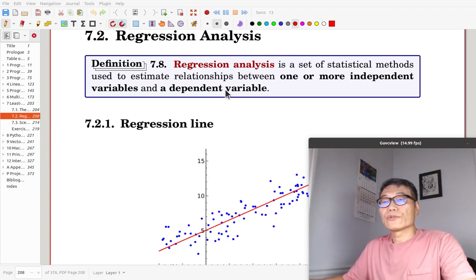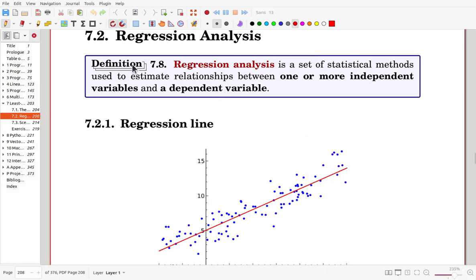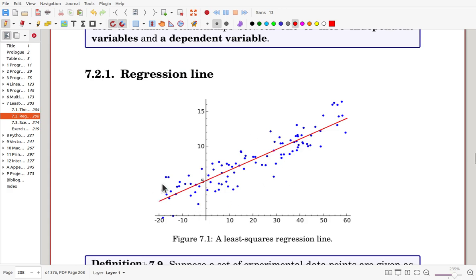Section 7.2 Regression Analysis. By definition, regression analysis is a set of statistical methods used to estimate relationships between the independent variables and a dependent variable. Look at this figure. There are the data points, blue dots, and by using the least squares technique, we find a line which represents the data points. This line is called the regression line.